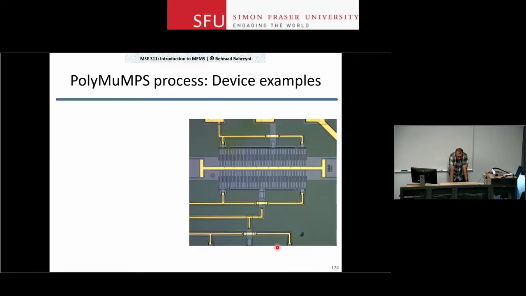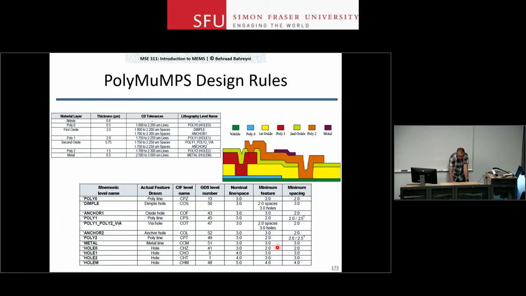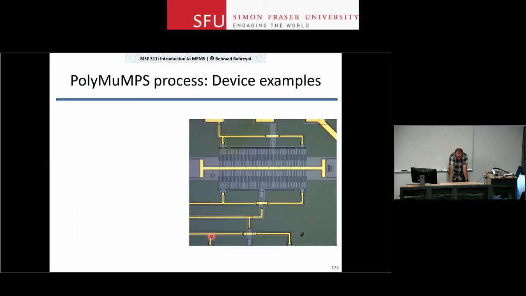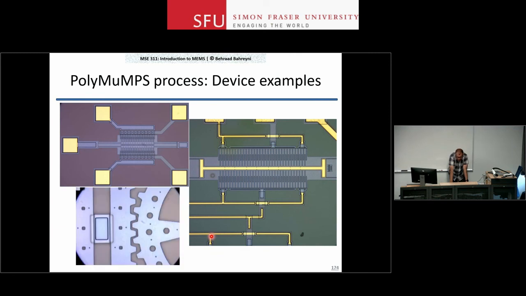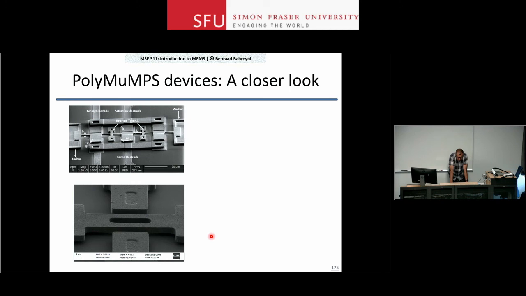And again, you can see that it's a more complex process. You have a larger set of design rules, and now you have design rules for the overlap between layers and the separation between layers, as well as each layer. And these are samples of devices that were made in a PolyMUMPS process in the past in our group.